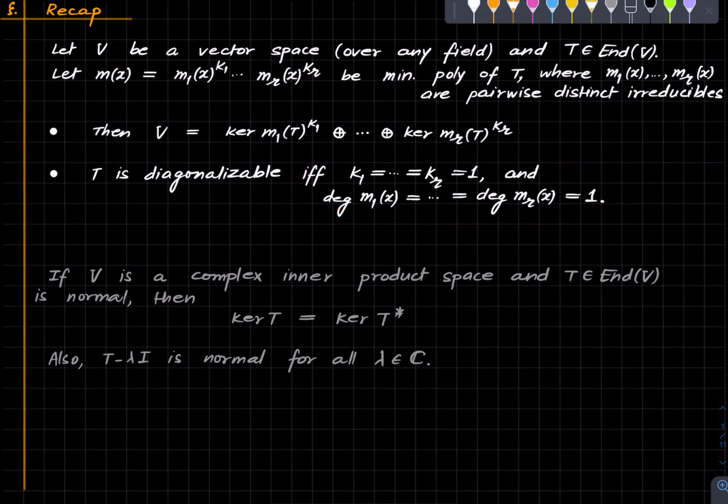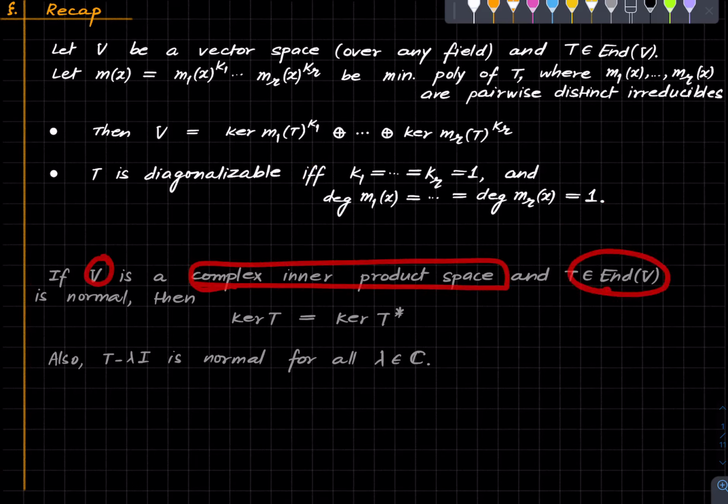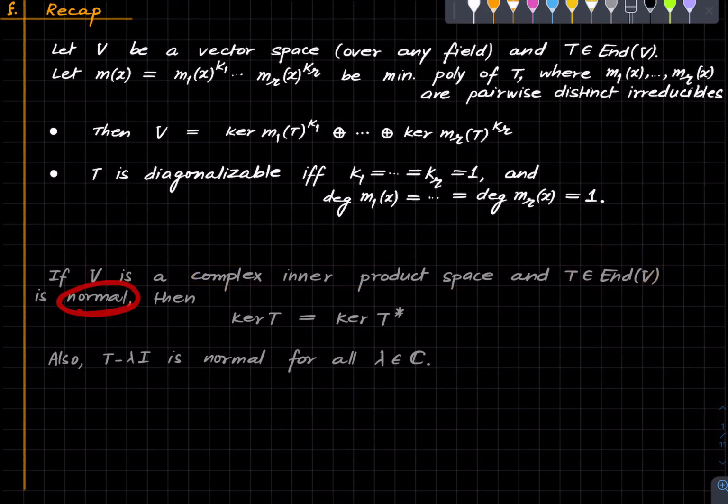Alright, another thing that we will need is the following. If V is a complex inner product space and T is a linear endomorphism on V, which is normal, then the kernel of T is same as the kernel of T star. And another simple fact that T minus lambda I is normal whenever lambda is a scalar in the base field, which is the field of complex numbers. So we will need these facts.